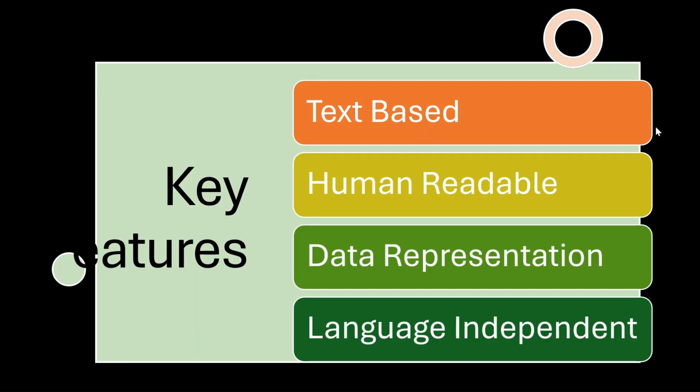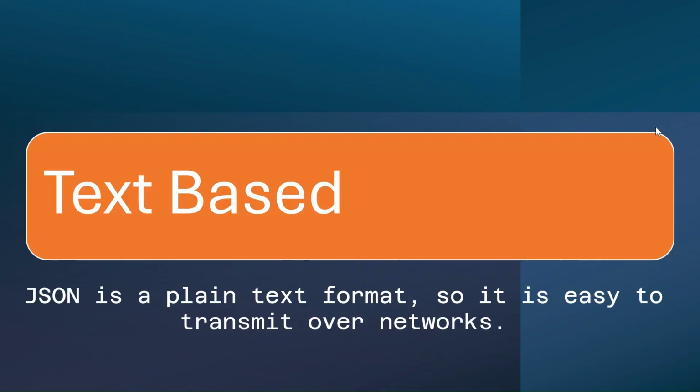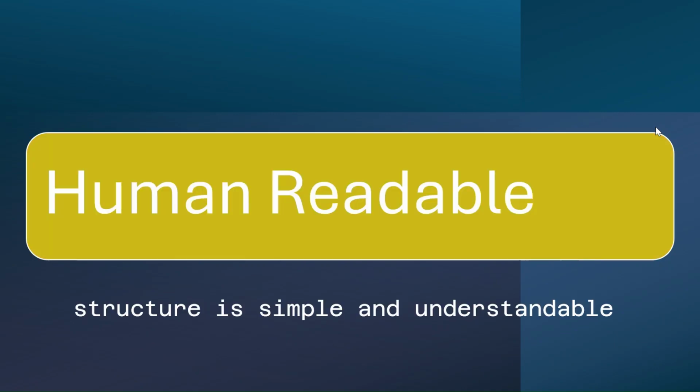It is text-based. It is simple text, which means it is easy to transfer across the network, human readable, a data representation, and language independent. Since it is simple text, we can send it over the network by using various transfer protocols. Human readable: it is structured in such a way that it is easy for humans to read and write.